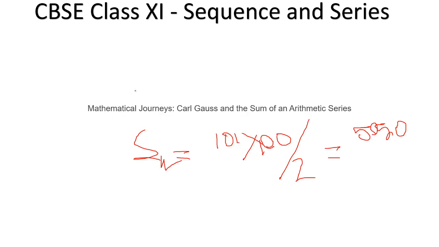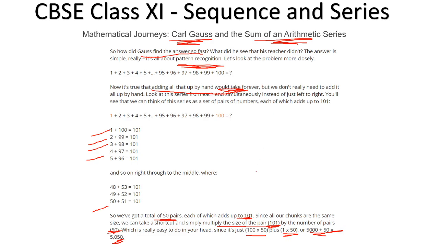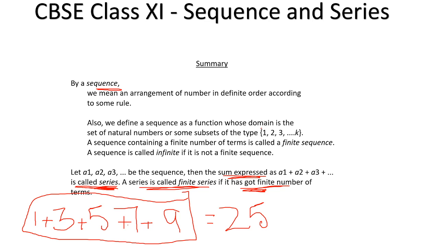Next, we discussed how Carl Gauss came up with the plan and he found the sum of an arithmetic series, how he came up with the formula, and that's the entire summary. A sequence means an arrangement of numbers in a definite order according to some particular rule. We define a sequence as a function whose domain is a set of natural numbers or some subsets of the type 1, 2, 3 and k.